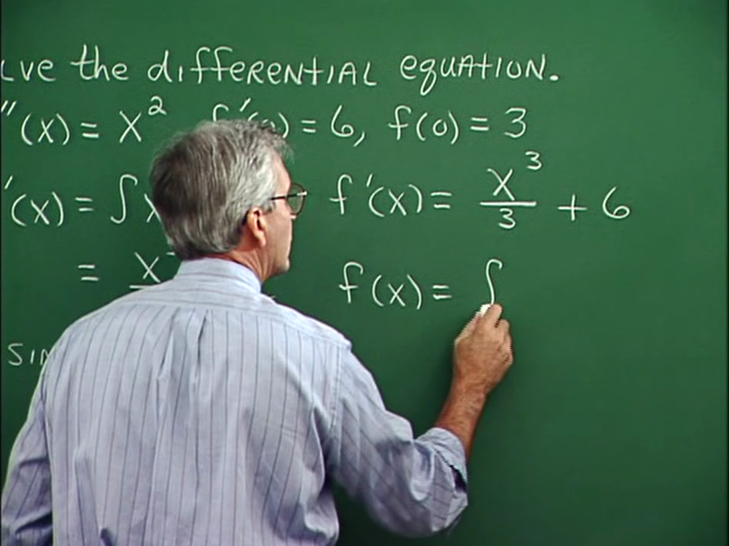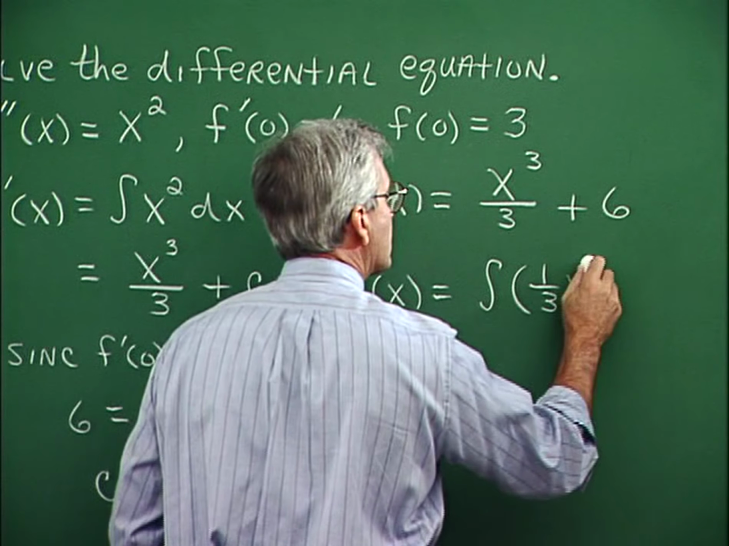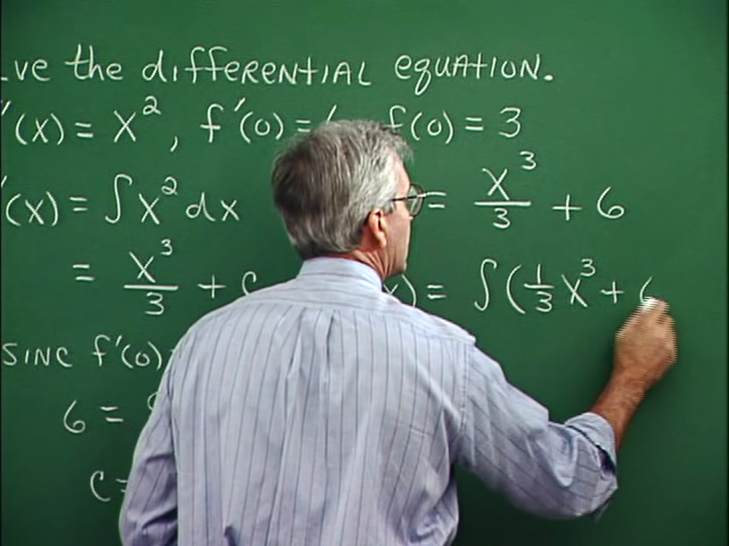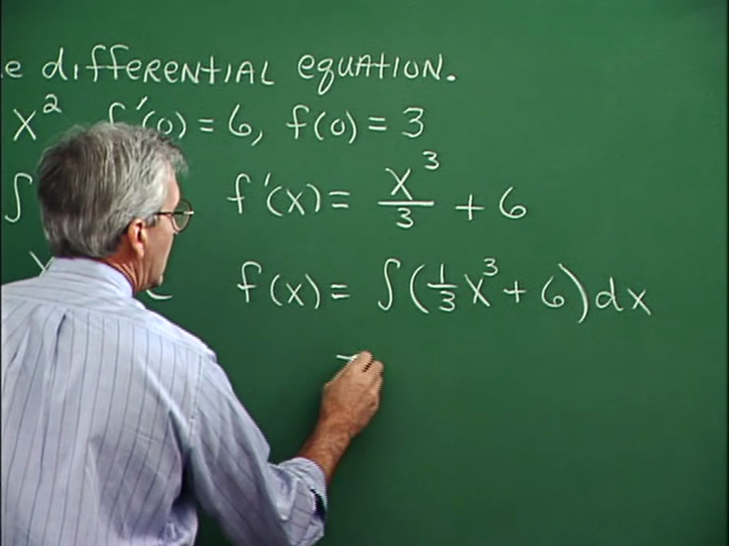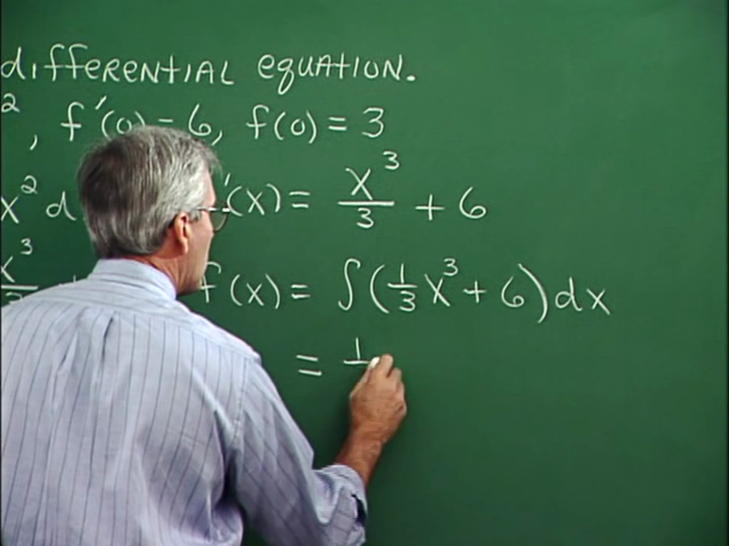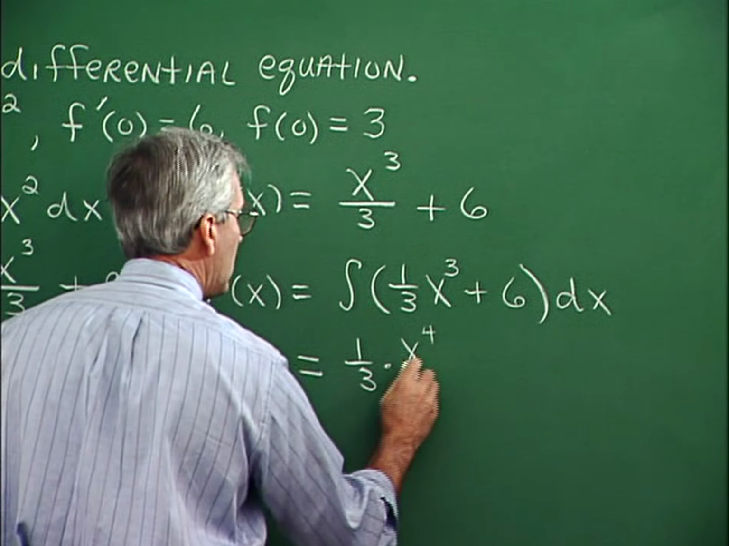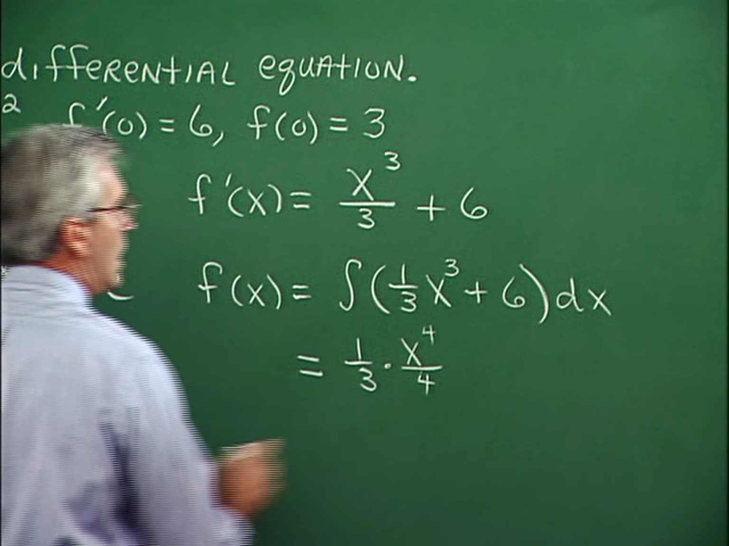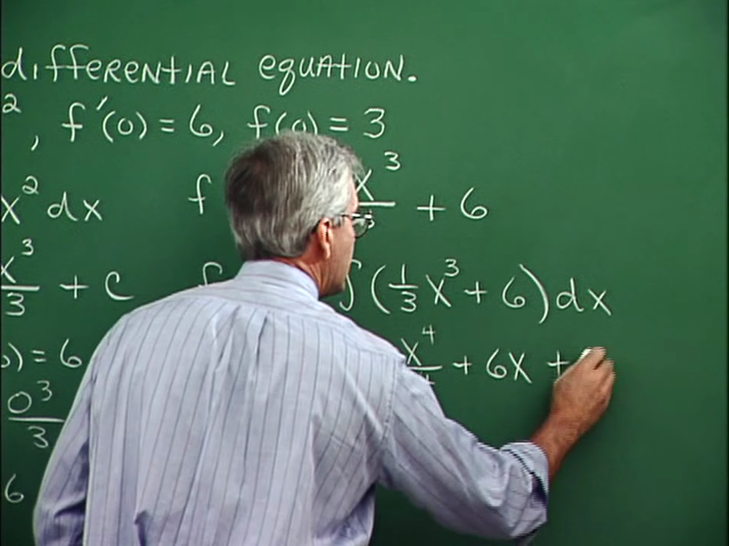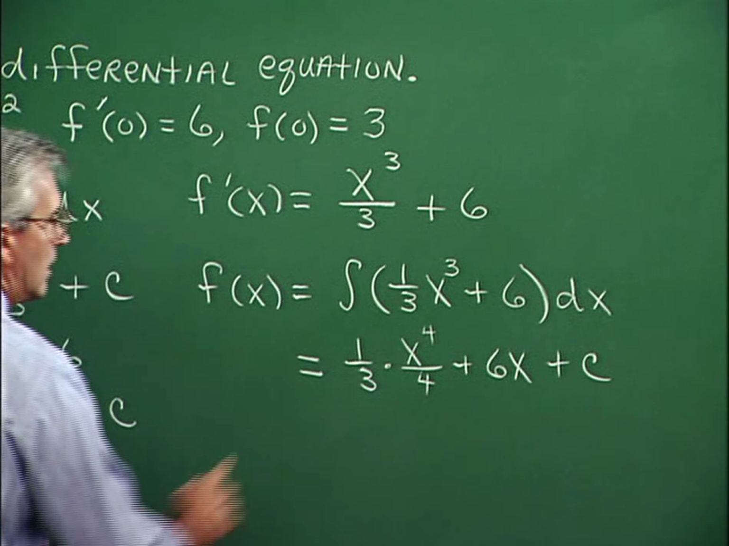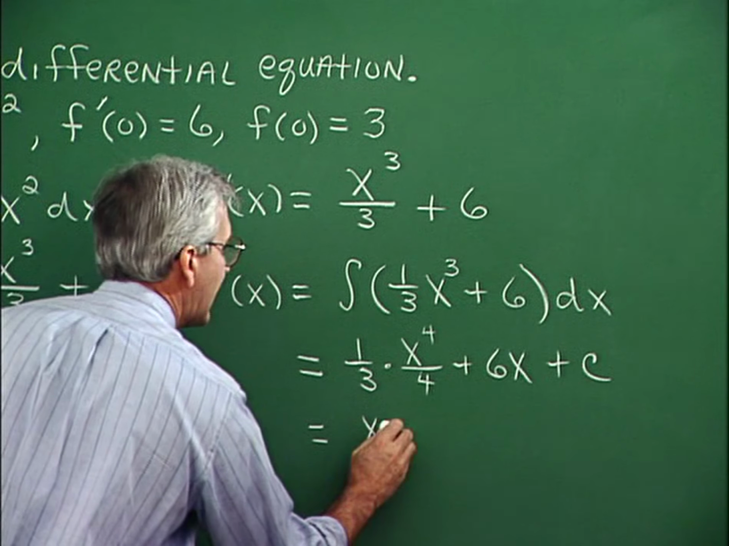So f of x is the integral of, and I'm going to write this as 1/3 x cubed plus 6, just for convenience, and I need a dx here. And let's see, the integral is 1/3 times x to the 4th over 4 plus 6x plus c.